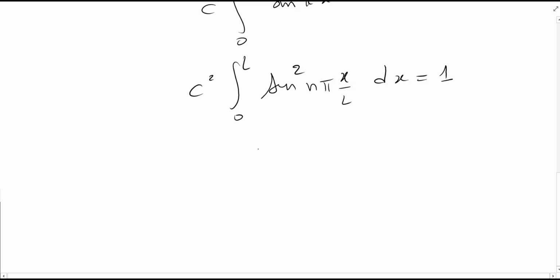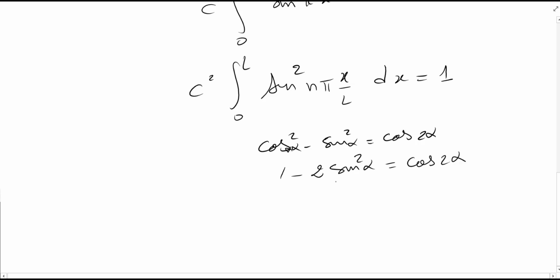We note that cos squared minus sin squared is actually equal to cos of twice the angle. It doesn't matter what the angle in there is. From here we use the other identity that tells me that cos squared plus sin squared is equal to 1. To get rid of the cos squared, I then have this identity, meaning that the sine squared of anything is equal to 1 minus cosine of twice the argument of the angle, divided by 2.